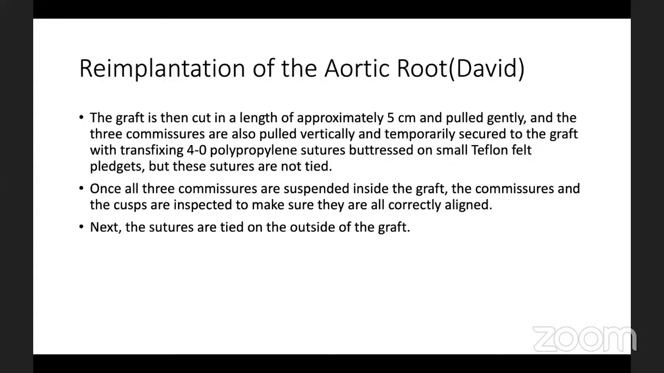Then you cut the graft to a length of approximately 5 centimeters and pull gently, and the three commissures are also pulled vertically and temporarily secured to the graft with transfixed 4-0 Prolene suture buttressed on a small Teflon felt pledget, but these sutures are not tied. Once all the commissures are suspended inside the graft and the commissures and the cusps are inspected and they are all correctly aligned, sutures are then tied on the outside of the graft.